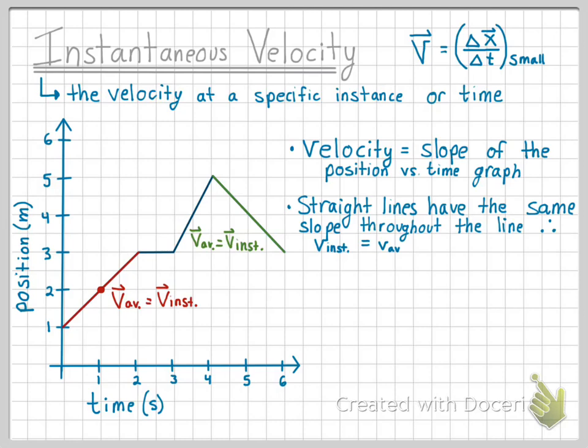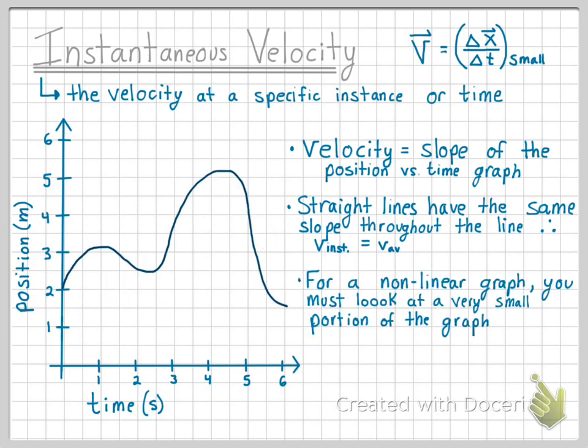Unfortunately though, position versus time graphs are rarely composed of nice straight lines like this. Instead, they typically look like this, a series of curved lines. For nonlinear graphs, in order to find the instantaneous velocity, you must look at a very, very small portion of the graph. So if we want to find the instantaneous velocity at 4 seconds, you would want to zoom in and look at a very small portion of the graph. And if we zoom in, we see that the very small portion of the graph kind of looks like a straight line. When we want to find the instantaneous velocity at a particular point, we extend this small straight line to become a larger, more visible line.